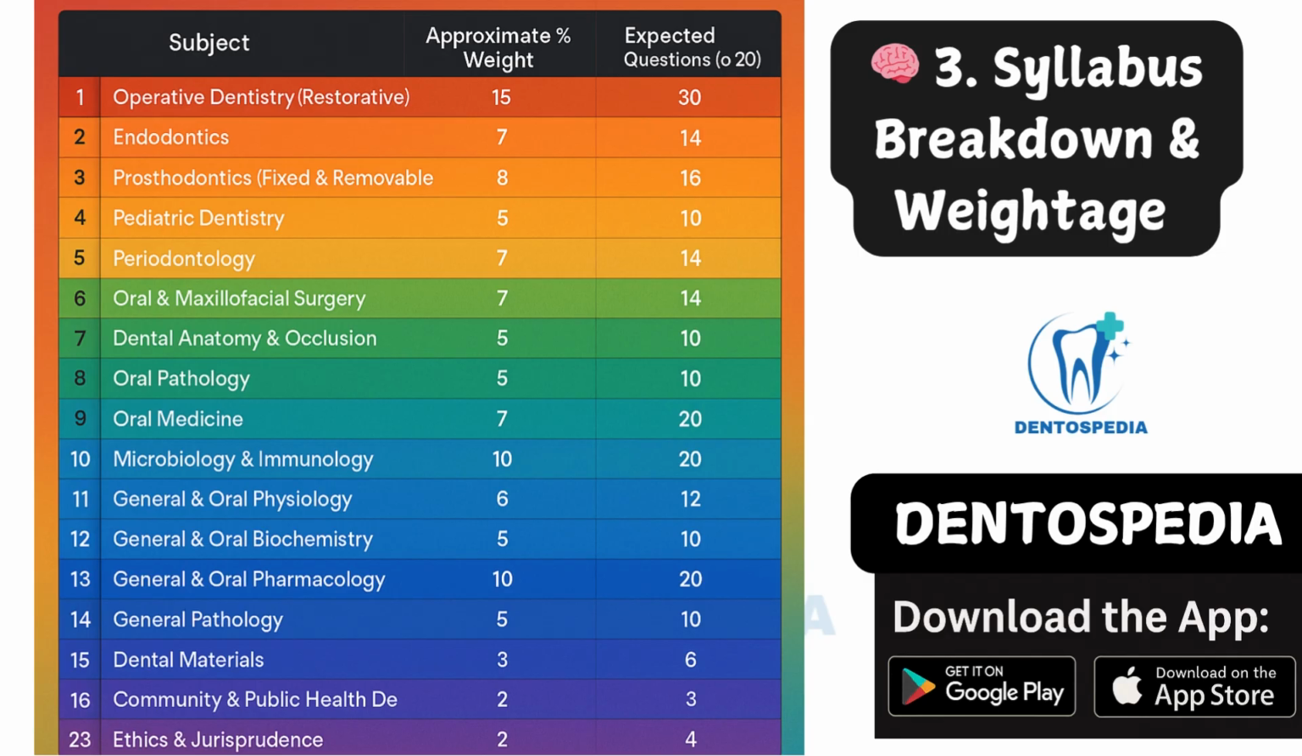So what does this mean for you? Prioritize operative dentistry, pharmacology, microbiology, and prosthodontics, but don't skip the smaller subjects. Every question counts, especially in a competitive exam like AFK. Use this breakdown to strategize your daily schedule, set revision goals, and allocate time based on weightage.